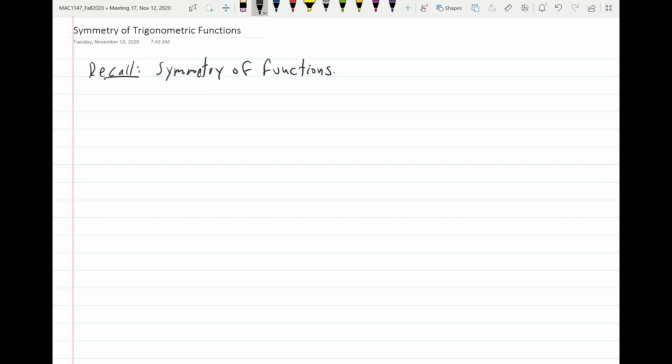So remember, symmetry is this idea that the graph of the function kind of looks nice. We have two types of symmetry: even and odd functions. A function is even if the graph is symmetric with respect to the y-axis. The classical example is the parabola, y equals x squared. This is an even function because the y-axis acts like a mirror. If you fold the graph along the y-axis, the two pieces will overlap.